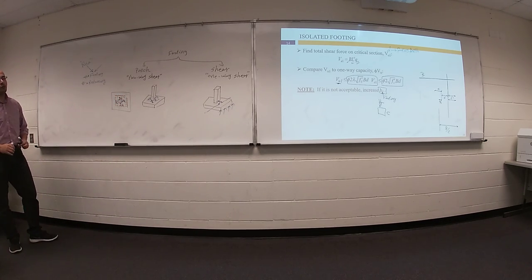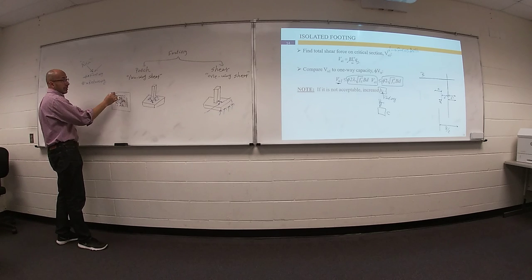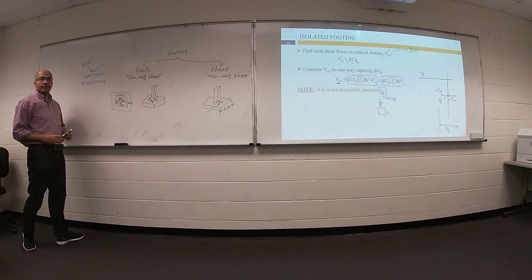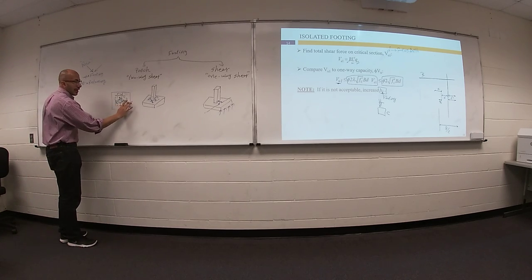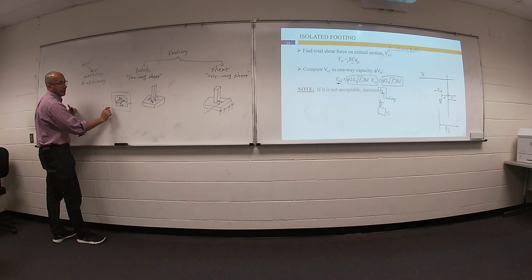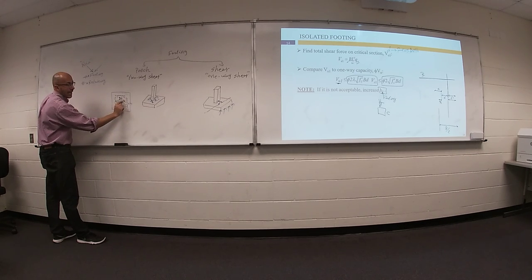I don't care about any equation. If you use your equation C plus D, B plus D, but I don't care about this equation. Just go ahead and figure out what is this dimension. If you know the dimension of your column, add D divided by 2, add D divided by 2, you can figure out this distance.